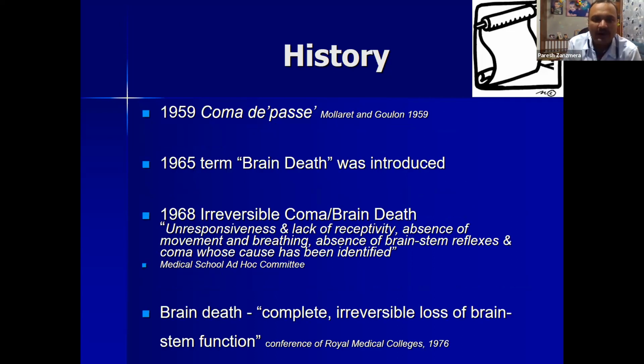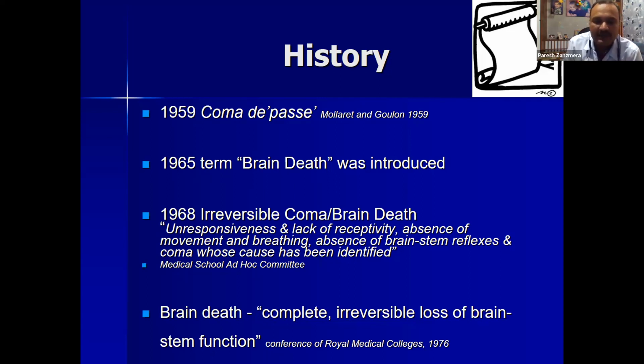Various terms were coined: in 1959, coma dépassé, and the term brain death was first coined in 1965. Since then, there have been many revisions in the definition and understanding of brain death. In 1968, it was defined as unresponsiveness and lack of receptivity, absence of movements and breathing, absence of brainstem reflexes, and coma whose cause has been identified. So the definition has changed over a period of time.